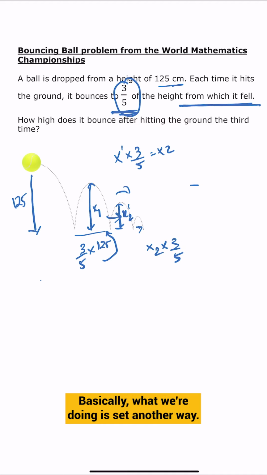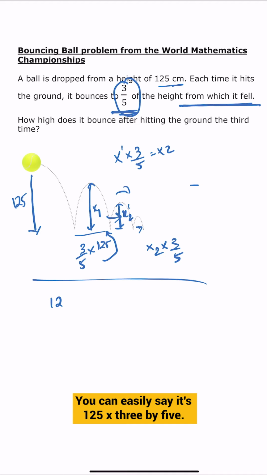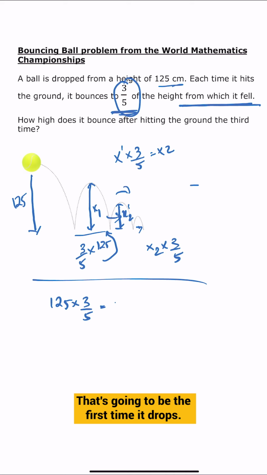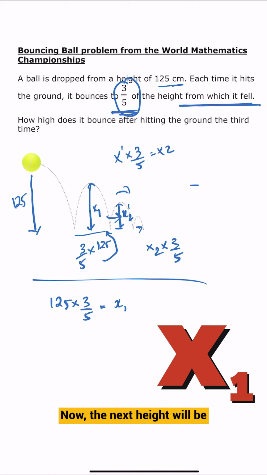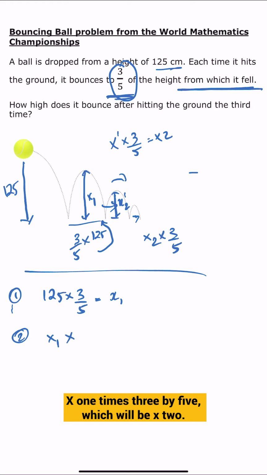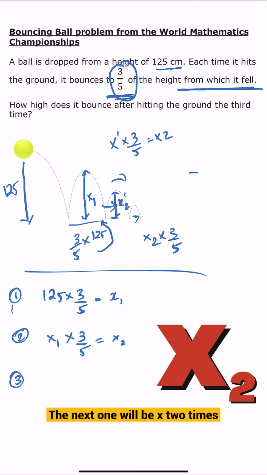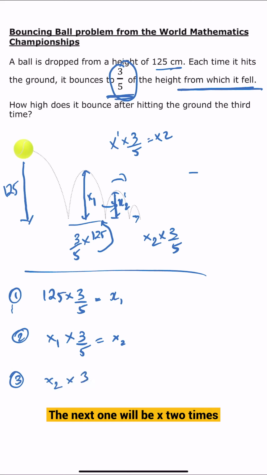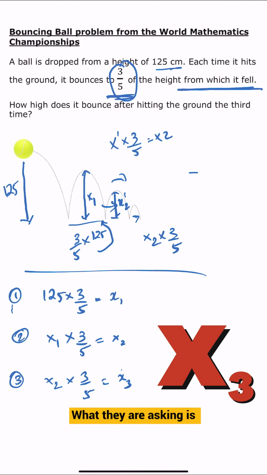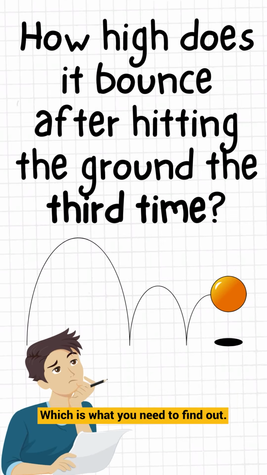Basically, what we're doing, said another way, you can easily say it's 125 times 3 by 5. That's going to be the first time it drops, that'll be x1. Now, the next height will be x1 times 3 by 5, which will be x2. The next one will be x2 times 3 by 5, which will be x3. So basically what they're asking is how high does it bounce after hitting the ground the third time, which is what you need to find out.